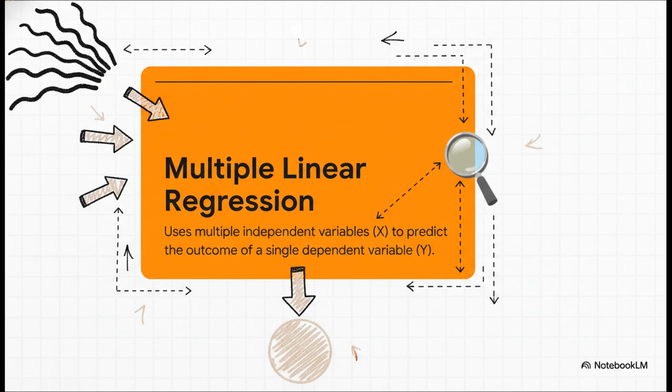At its heart, multiple linear regression is all about understanding relationships. The key thing to get here is the structure. We use many different inputs. We call them independent variables, or x's, to predict one single outcome. That's the dependent variable, or y.